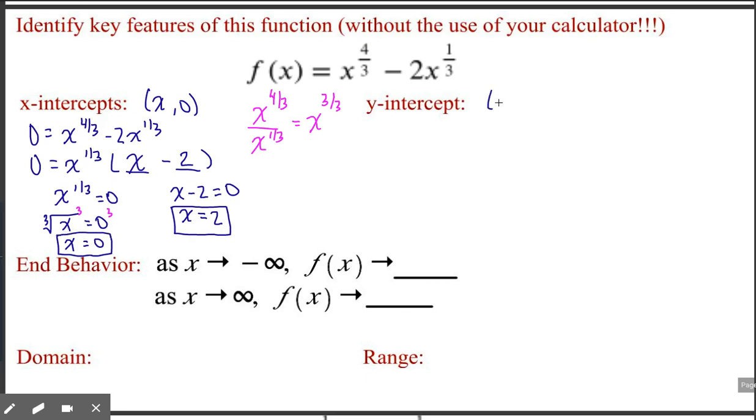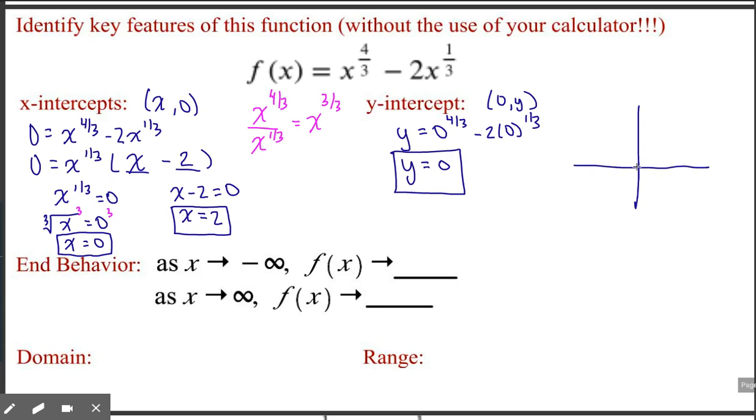Y-intercepts can be found by plugging in 0 for x to determine our y-coordinate. Or in this case, you could evaluate f of 0. I like to put y equals, and then 0 to the 4/3 minus 2 times 0 to the 1/3. And in this case, 0 minus 0 is just 0. Again, the graph is starting to come together. I can see an x-intercept of 0, an x-intercept of 2, and a y-intercept of 0.